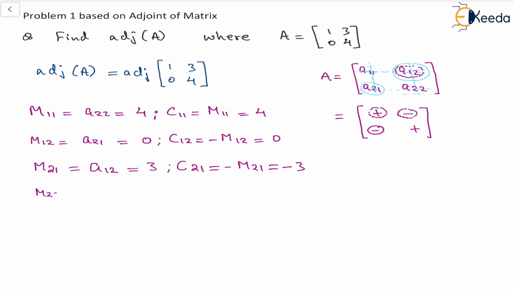Now M22 is obtained by removing the second row and second column, we will have only element A11. So that means M22 is equal to A11, which is 1. And C22, we can see that it is even position. So C22 will be equal to M22, and this is 1.